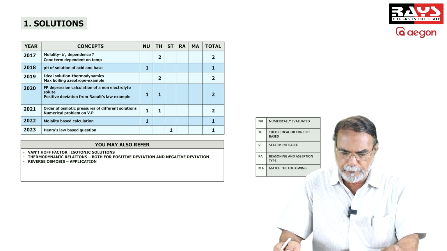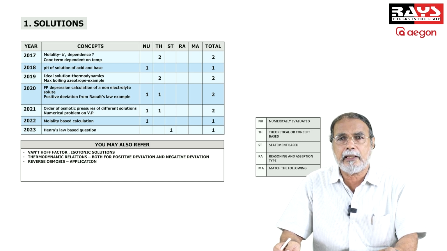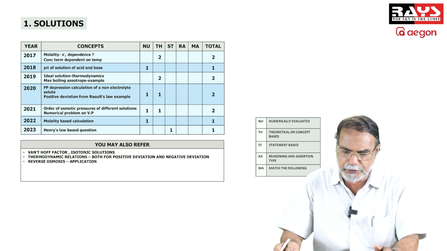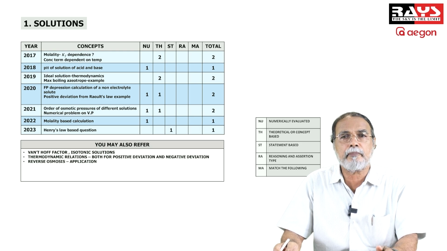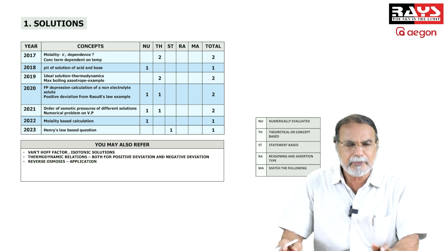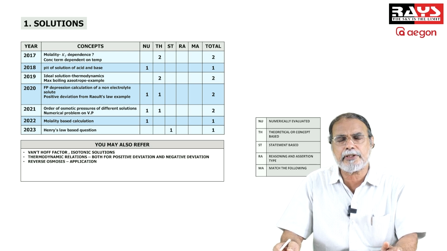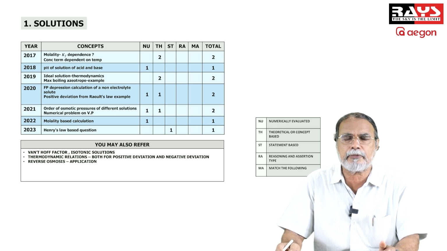In 2020, there was the freezing point depression calculation, a numerical problem of a non-electrolyte solute. Electrolyte type of solute may also be asked, in which you must know the degree of dissociation or the van't Hoff factor in such calculations. And there was another question, a theoretical question on positive deviation of Raoult's law, and an example for that. So these are important: ideal solution, positive deviation, negative deviation, examples, graphical representations. Everything is very important from the exam point of view.